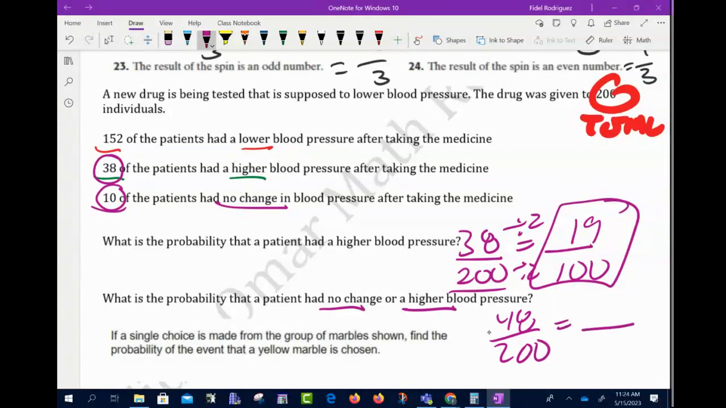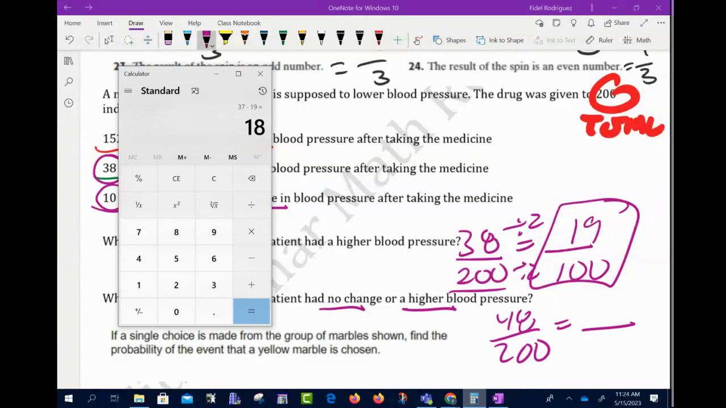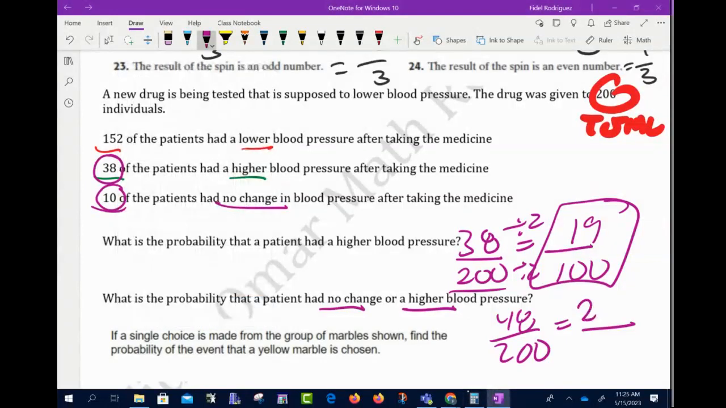Okay, y'all, again, we want to reduce this. What do you think we can divide them both by? Okay, let's keep it small. Let's go by 2. So look, y'all, half of 48, 24. Half of 200 is 100.